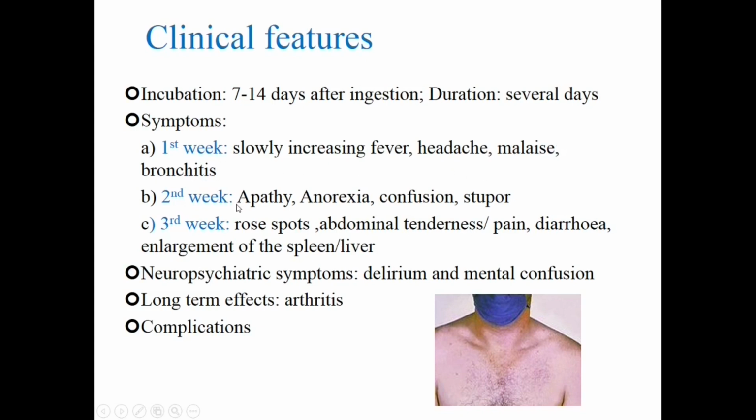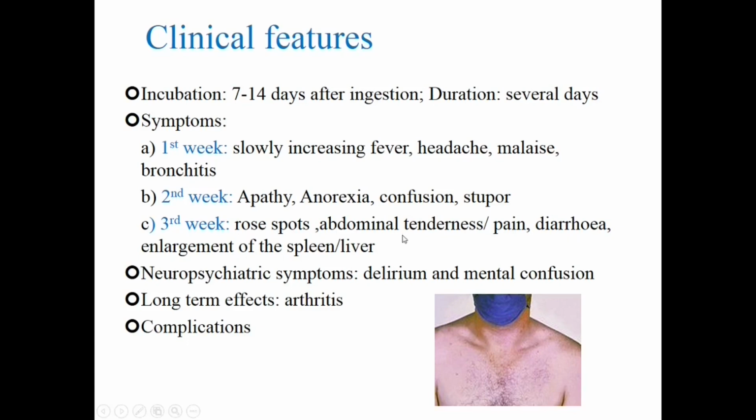In the second week, the patient will present with anorexia, apathy, confusion, stupor. This is where a case of severe enteric fever presents. In the third week, you may see rashes. Especially in a fair-skinned person, you may appreciate rashes on the skin, called rose spots. There may be abdominal tenderness, where the liver and the spleen may be enlarged. On palpation there will be pain. The patient may present with loose, watery stools.